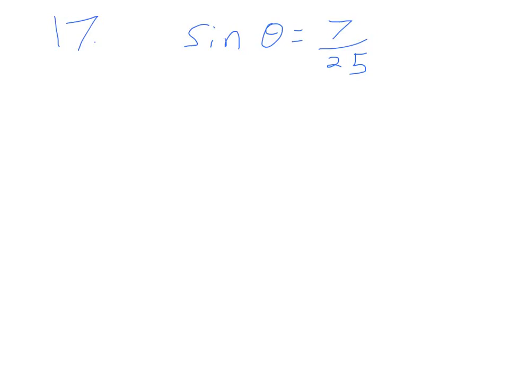So now we're going to do number 17 through 20, which most of them are right triangle trig, but you can get a little bit of the unit circle involved in there. 17, sine of theta equals 7 over 25. The way you want to start this one is to draw a right triangle. Make sure you put in theta so you know what the reference is.